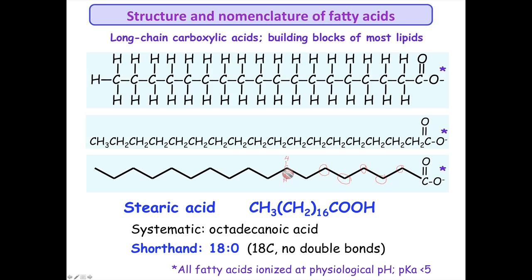And we could even write it like this now. So all these here is the same stearic acid that we are drawing. So this is the same molecule as this, which is the same molecule as this. And we could also write it as CH3. So that CH3 will be this end here.